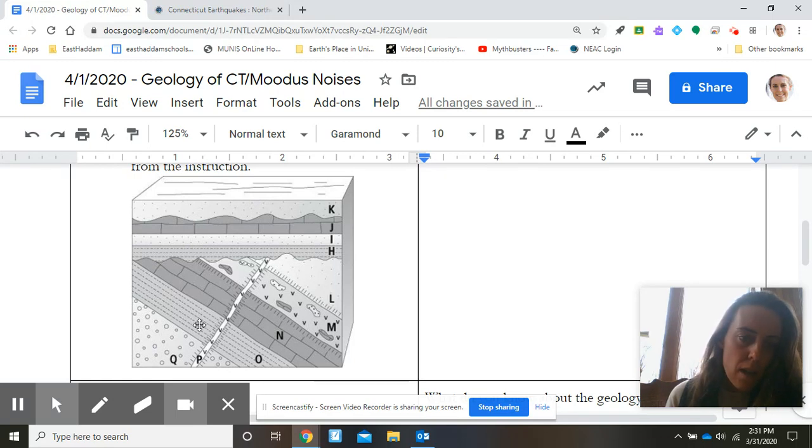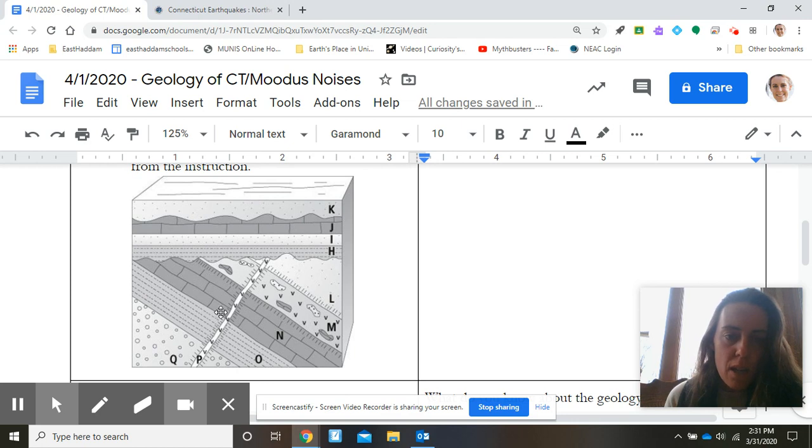So it goes L and then back to P, because using the law of cross-cutting relationships, if a volcanic or lava intrusion goes through a layer, you know that the lava is younger. So the P is the intrusion, and that is going to go through that layer. So just to review again, we have Q, O, N, M, L, then P cuts up through.